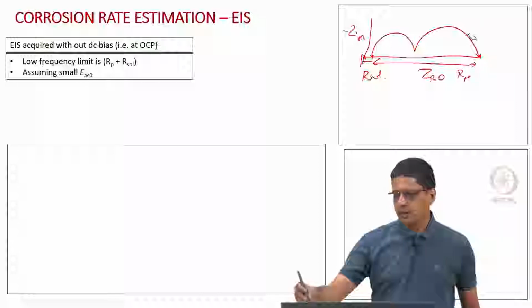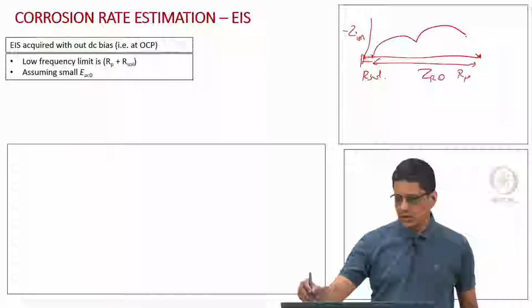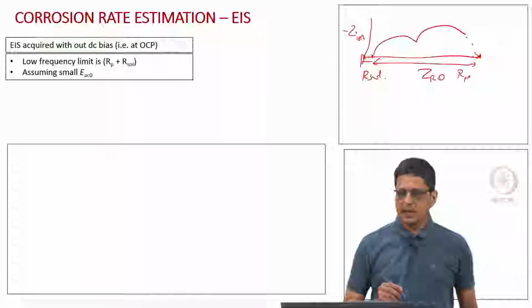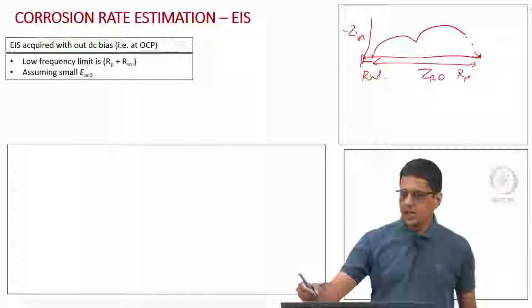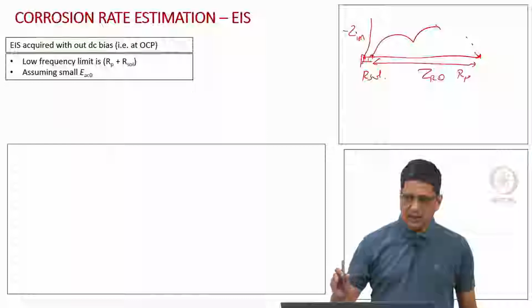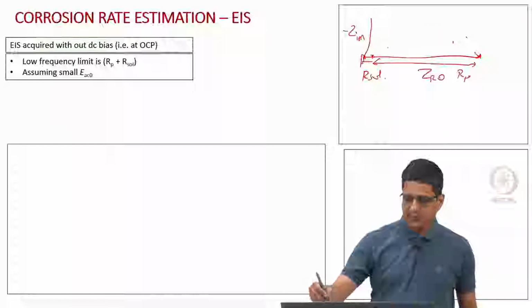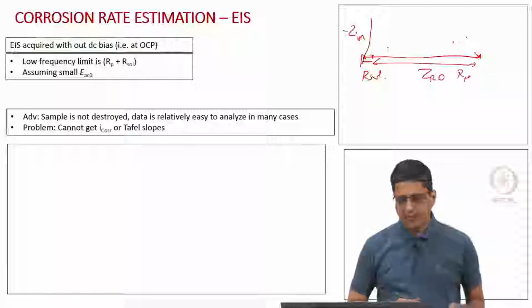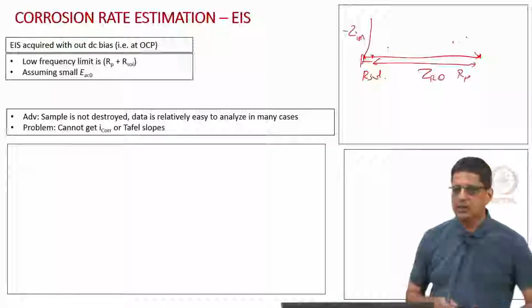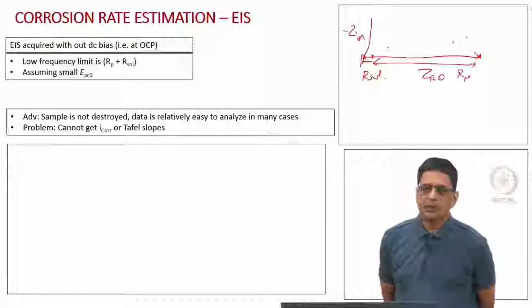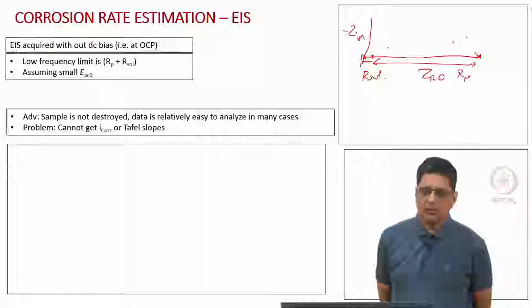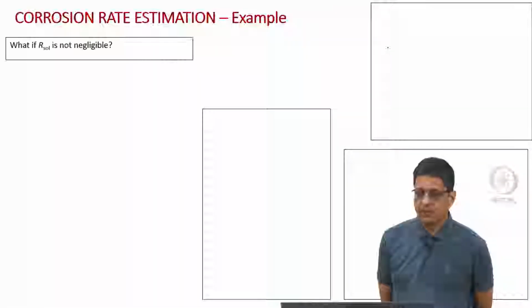So, if for example, you are able to take data only up to this, you can fit it to a circuit and extrapolate and see where it will fit. Of course, if you take data only up to this limit, your confidence will not be that high, but you will at least be aware that your confidence is not that high. Here also the sample is not destroyed, it is similar to LP, similar to linear polarization, but then you can't get the I corr value from this.